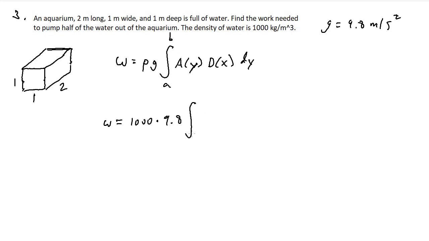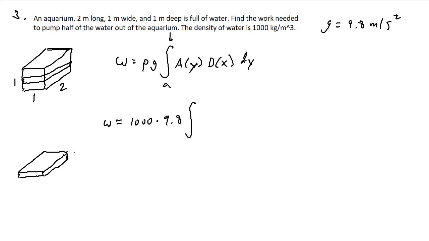Now we need to find out our bounds, the cross-sectional area, and the distance the water needs to travel, since we're trying to pump out half the water out of the aquarium. So let's go ahead and start out with the cross-section. So let's say I take a cross-section of this aquarium here, just the middle portion. If I took out this cross-section, it would look something like this.